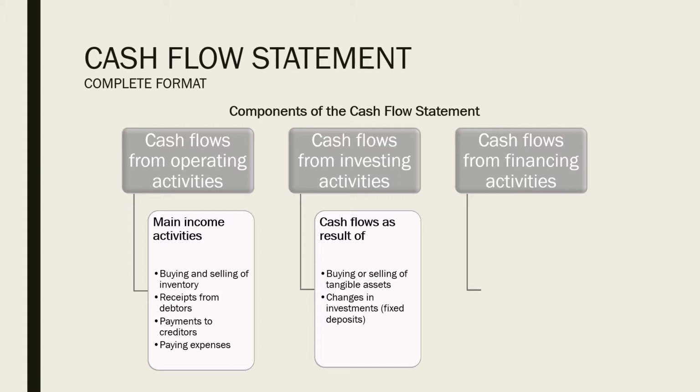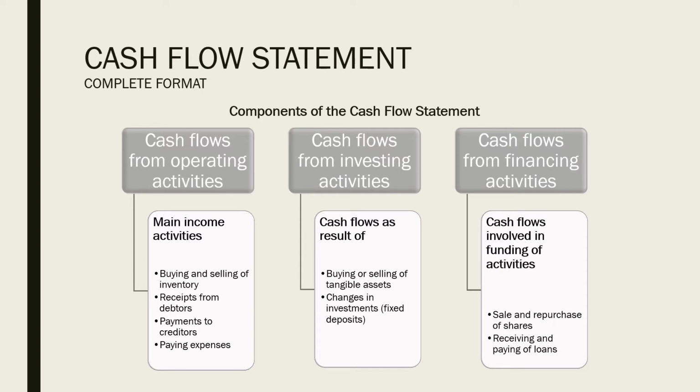Last category is the cash flows from our financing activities. This includes cash flows that are involved in the funding of our activities. So where is the funding for our business coming from? And this will be the sale and the repurchase of our shares. When we sell more shares, issue more shares, there will be an inflow of cash. When we repurchase shares, there will be an outflow of cash. And then the receiving and the repayment of loans. When we receive more loans, it will be an inflow of cash. And when we pay back some of our loans, it would be an outflow of cash.